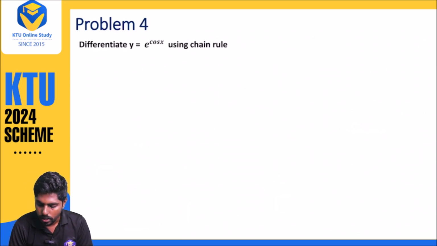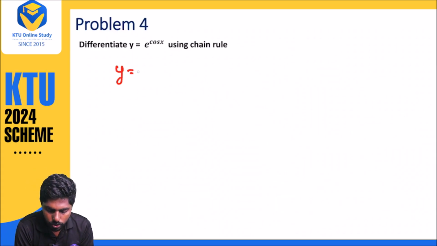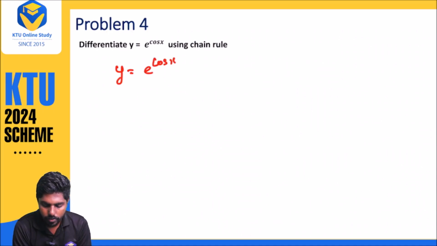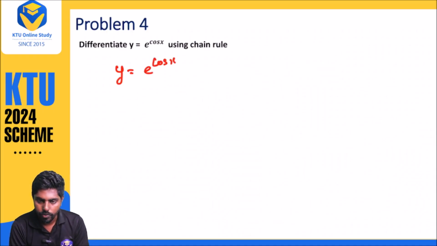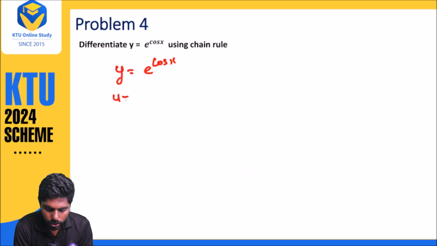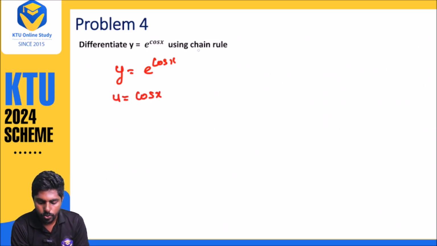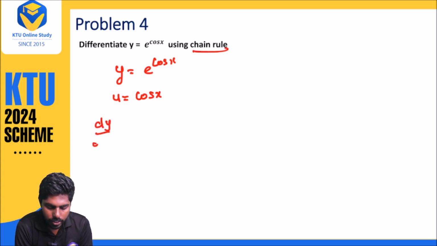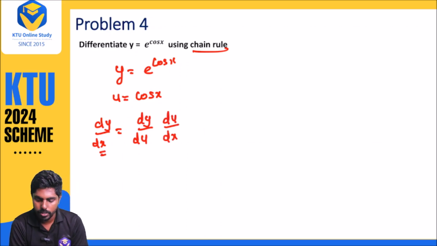Here, just observe, y is equal to e power cos x they have given. So what can we write? I am taking u is equal to cos x. Using the chain rule they are asking. What is the chain rule formula? That is dy by dx is equal to dy by du into du by dx, with respect to x.